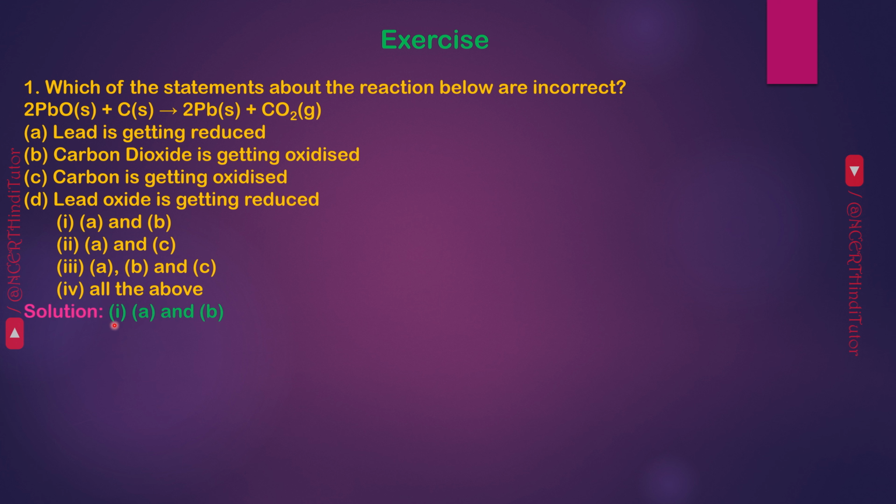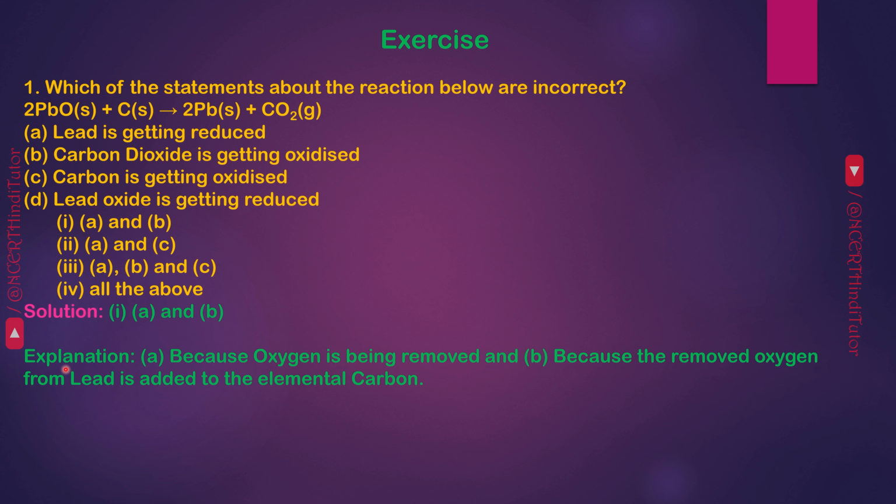Answer. First, A and B. That is, lead is getting reduced and carbon dioxide is getting oxidized. Explanation: A. Because oxygen is being removed, and B. Because the removed oxygen from lead is added to the elemental carbon.